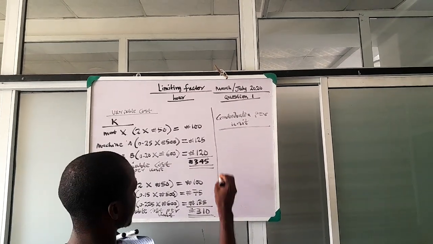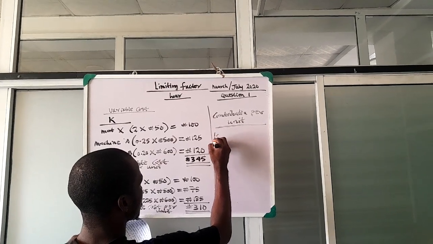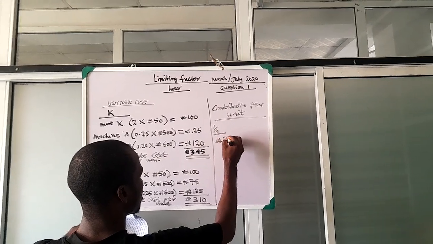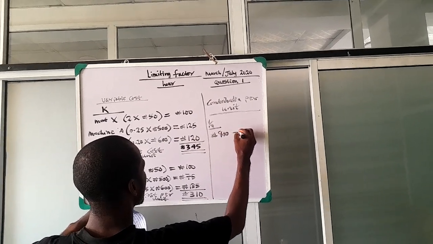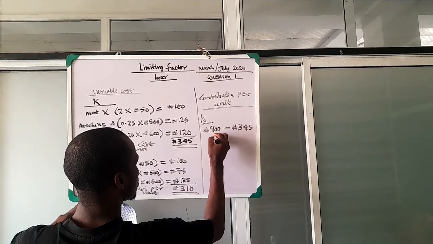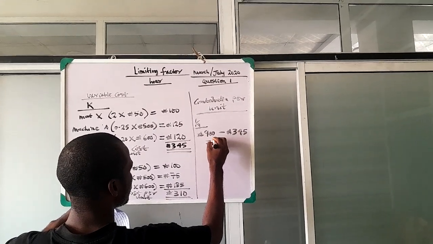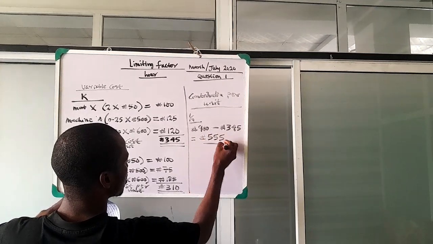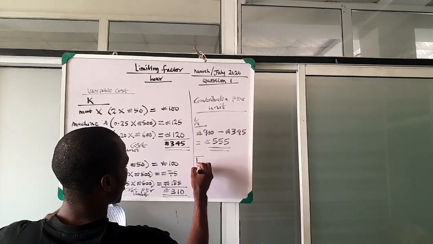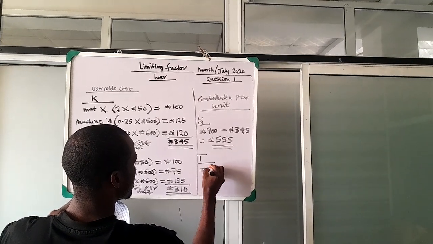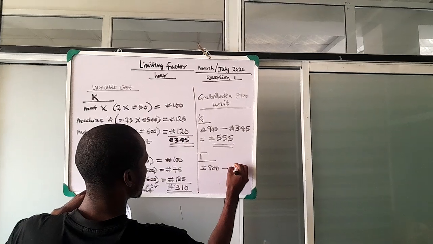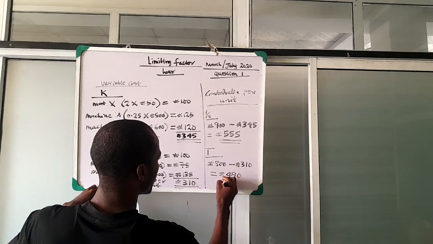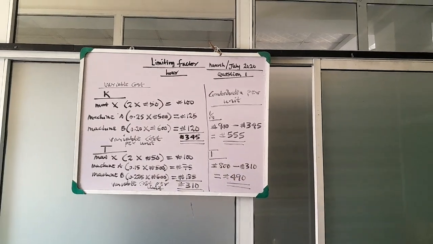Contribution per unit for K. The sales price for K is 900 naira, less the variable cost of 345. The contribution per unit gives us 555 naira. For T, we have a selling price of 800 minus 310, which gives us 490 contribution per unit. So these are their contributions per unit.